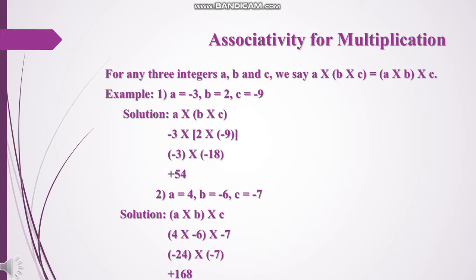Another example is a is 4, b is minus 6, c is minus 7. The solution is a into b into c is equal to 4 into minus 6 into minus 7. So plus into minus is equal to minus. So 4 into 6 is equal to 24, is equal to minus 24 into minus 7. Minus into minus is equal to plus. So 24 7s are 168. So the product of 4, minus 6 and minus 7 is plus 168.